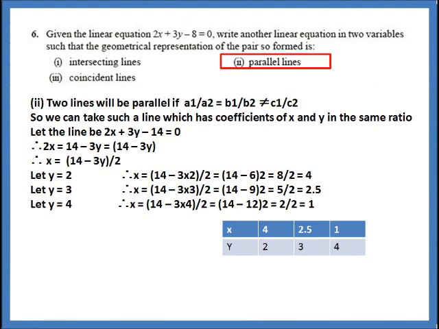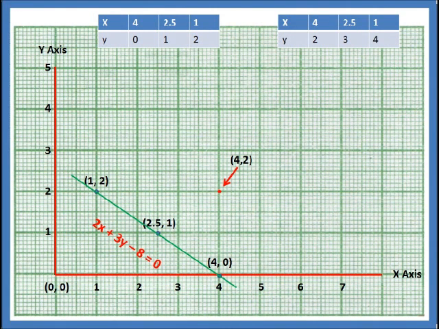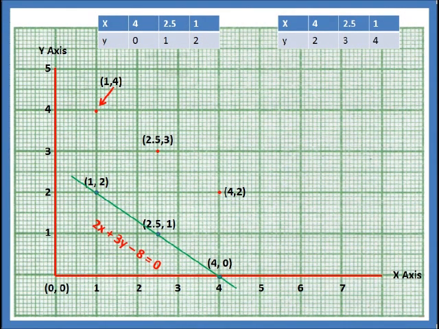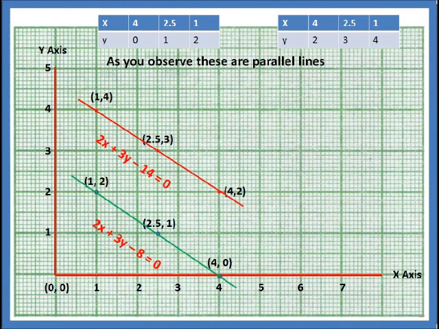Now we will mark the points from the second table, that is the table for the assumed line. So the first point is 4, 2, which has been shown by a red arrow. Now this is the second point from the assumed line, that is 2.5, 3, which has been shown by a red arrow. This is the third point of the assumed line, that is 1, 4, which has been shown by a red arrow. Now join all the 3 points by a straight line.